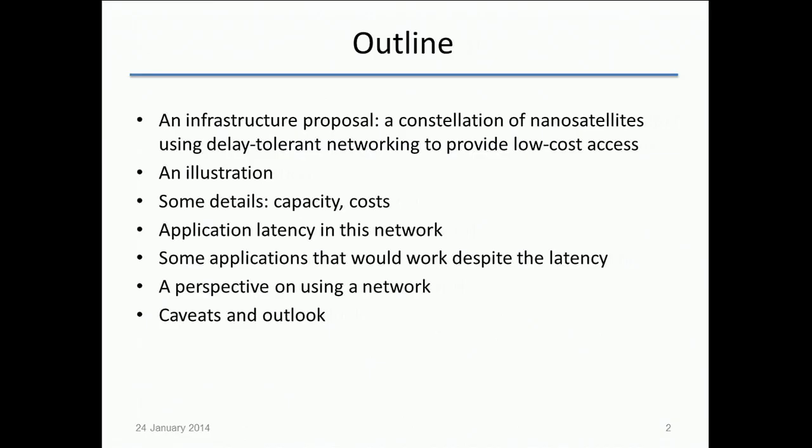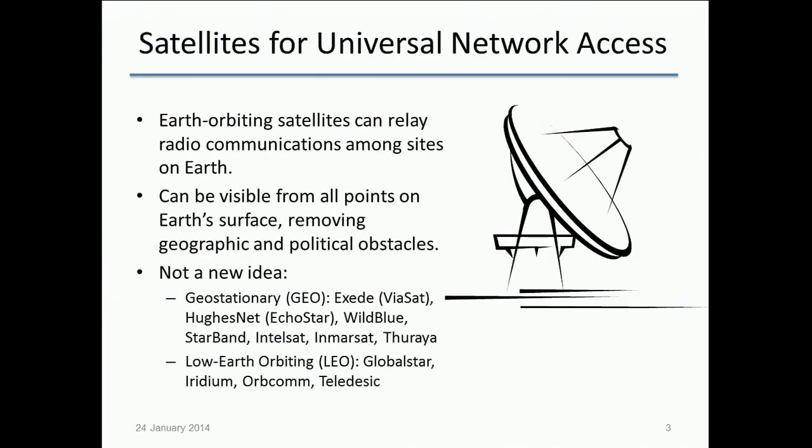I will then talk a little bit about the application operational latency in that network, and some applications that I think would work just fine despite that latency, which I think motivates development of the infrastructure that I'm talking about. Closing with stepping back a little bit and having a broader perspective on what it is to use a network and what that means, and a little bit on caveats and the outlook for this idea. So the concept I'm working with here is using satellites for universal network access.